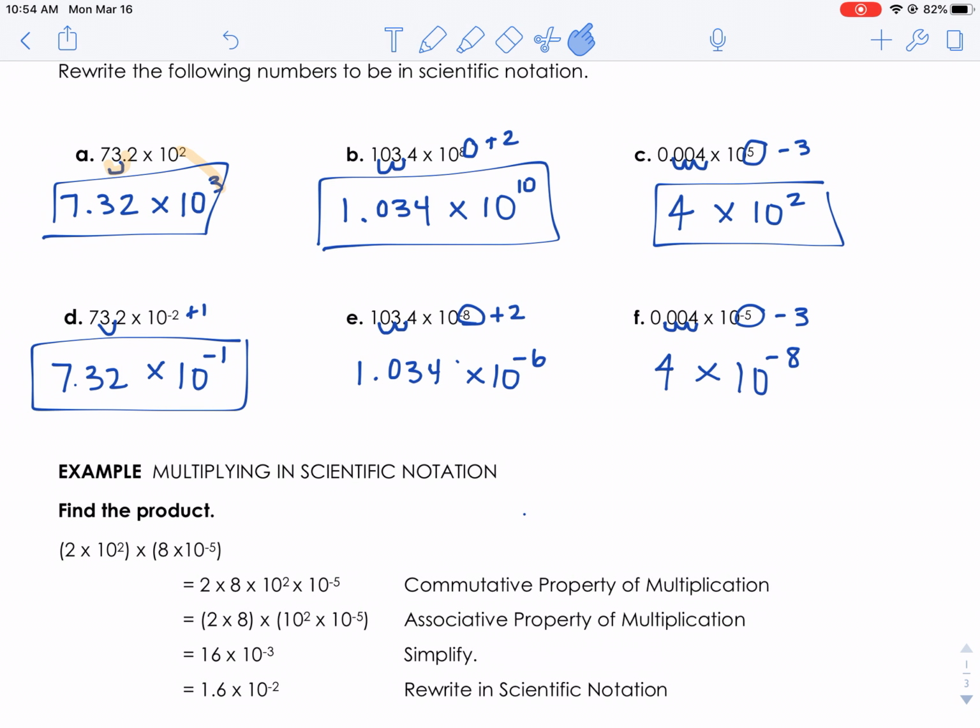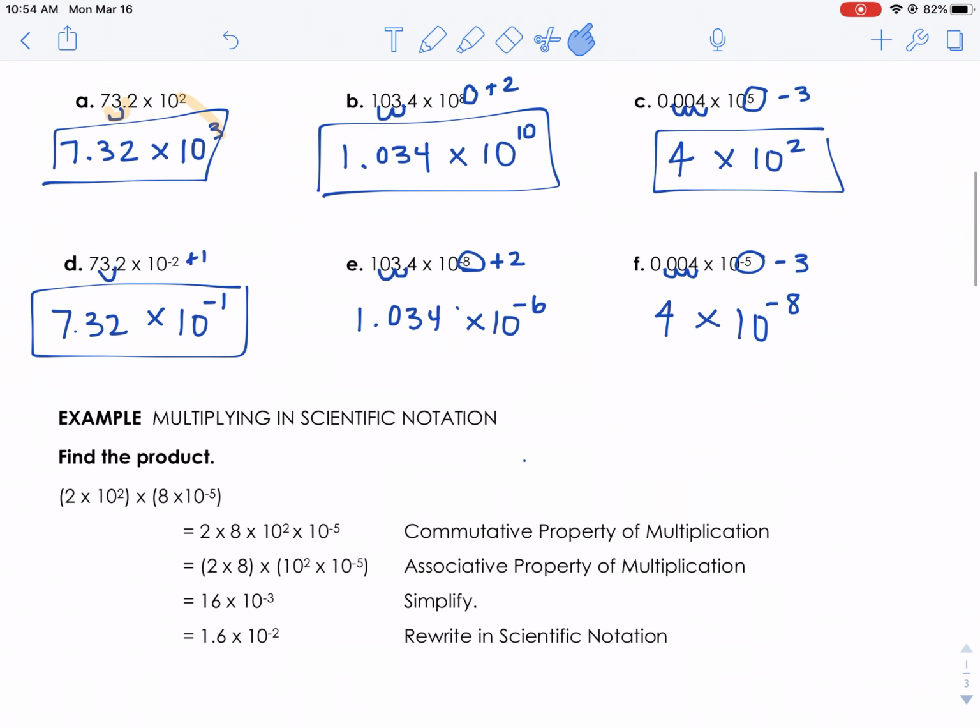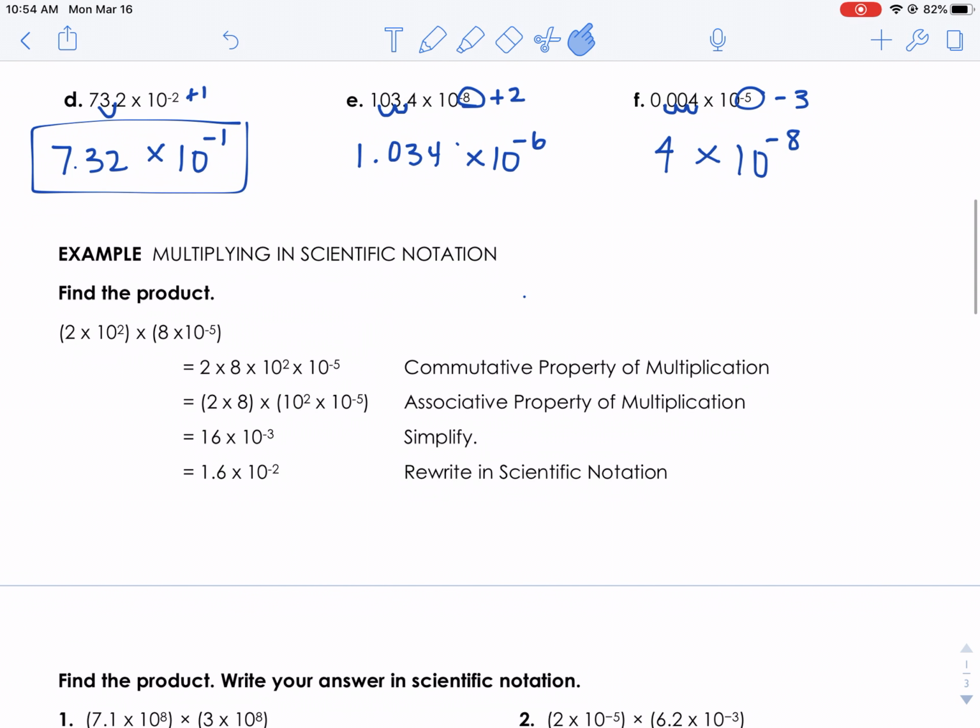So when one thing gets bigger, the exponent gets smaller, or if the number gets smaller, the exponent gets bigger. If you need to rewatch this section, please do so, because I know that this can be a little bit tricky. Okay, so the objective of this lesson is to multiply in scientific notation.